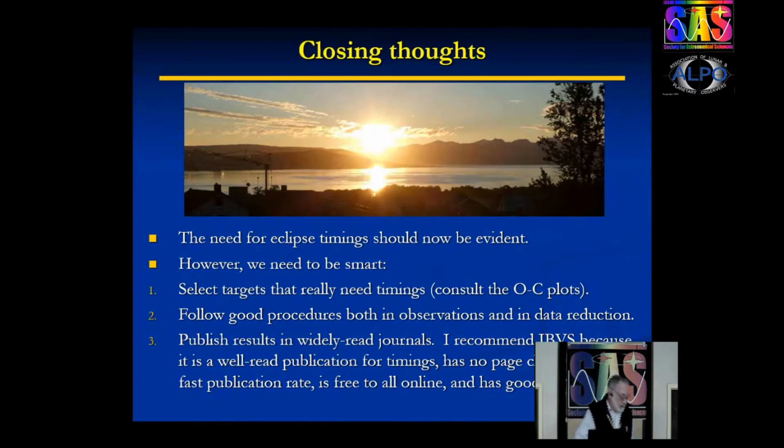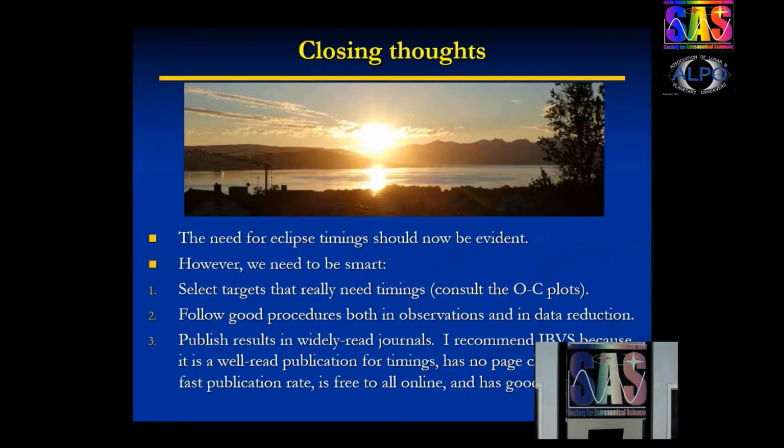So, closing thoughts about eclipsing binaries. We should now know that times of minimum are important. However, in selecting our program of stars, we need to be smart. We need to select stars that need observing. If a star is perfectly regular and lots of other people observe the star, why bother taking more data? Maybe after 10 or 15 years when nobody's observed that star, it might make sense to observe it again, but don't keep doing the same old stars.